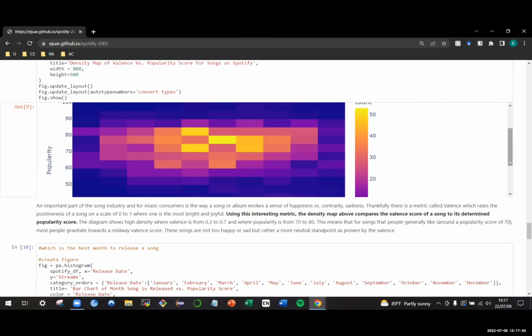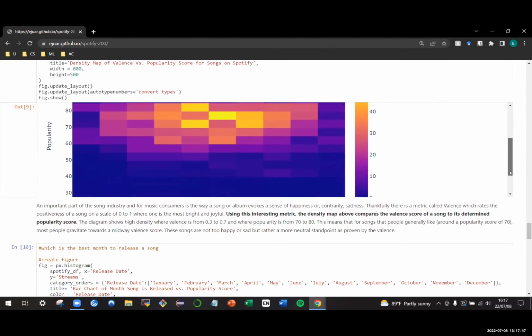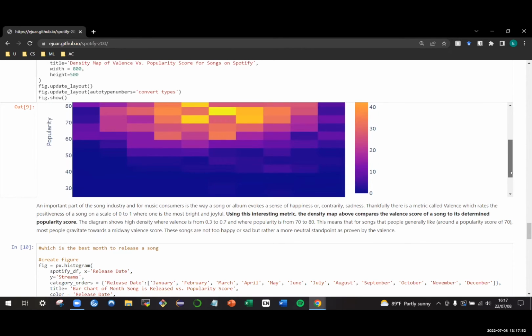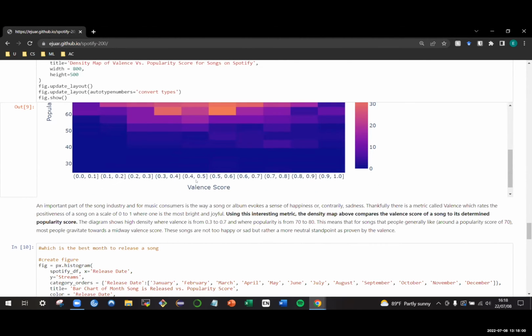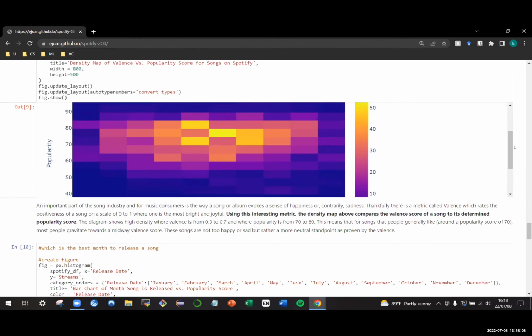All right, so this next figure is a heat density map of valence versus popularity score. An important part of the song industry and for music consumers is the way that a song or album evokes a sense of happiness or, contrarily, sadness. Thankfully, there is a metric called valence, which rates the positiveness of a song on a scale of 0 to 1, where 1 is the most bright and joyful. Using this metric, the density map above compares the valence score of a song to its determined popularity score.